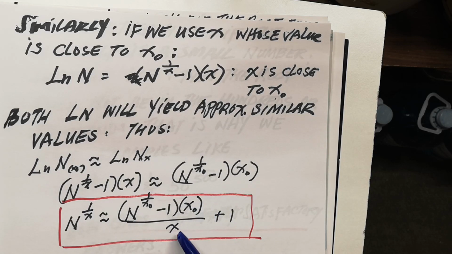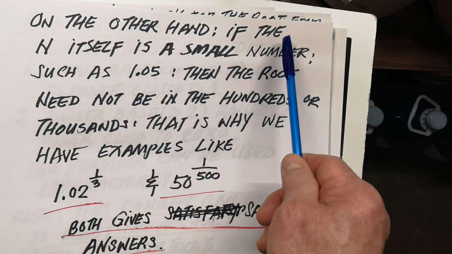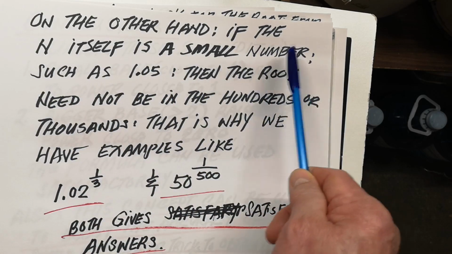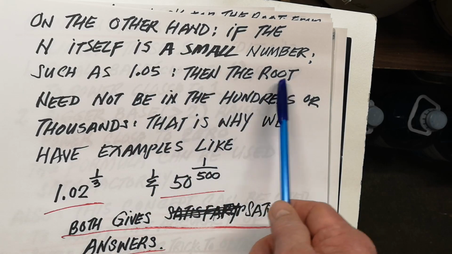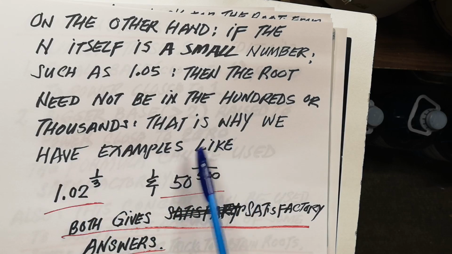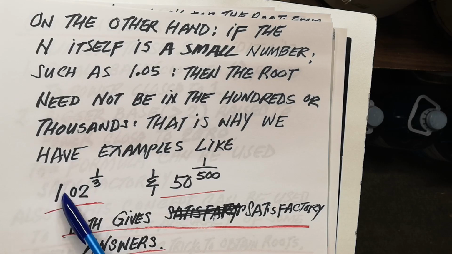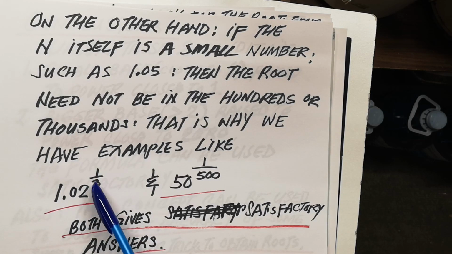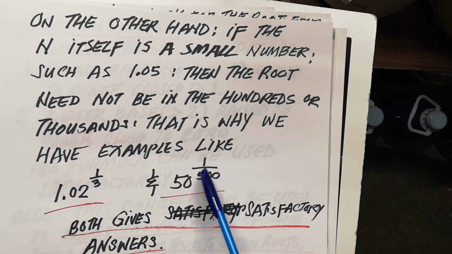So x sub 0 divided by x, that's the ratio of the two powers. On the other hand, if the n value itself is a small number, such as 1.05, which is very close to 1, then the root need not be in the hundreds or in the thousands. That is why we have examples like 1.02 raised to the 1/3 and also 50 raised to the 1 over 500. So this one is a small base, but 1/3. So this is 1.02 raised to the 0.333. But this one is 50 raised to the 1 over 500.